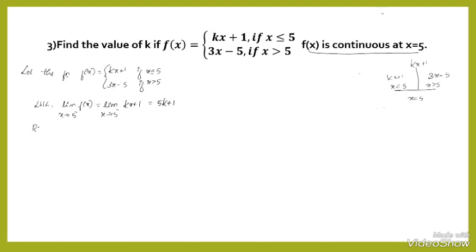Similarly for right hand limit x tends to 5 plus f of x is equals to limit x tends to 5 plus, at x is greater than 5, then the function is 3x minus 5 is equals to substitute x by 5, that is 3 into 5 minus 5. Okay, that is 3 into 5, 15. 15 minus 5 is equals to 10. The value 10.